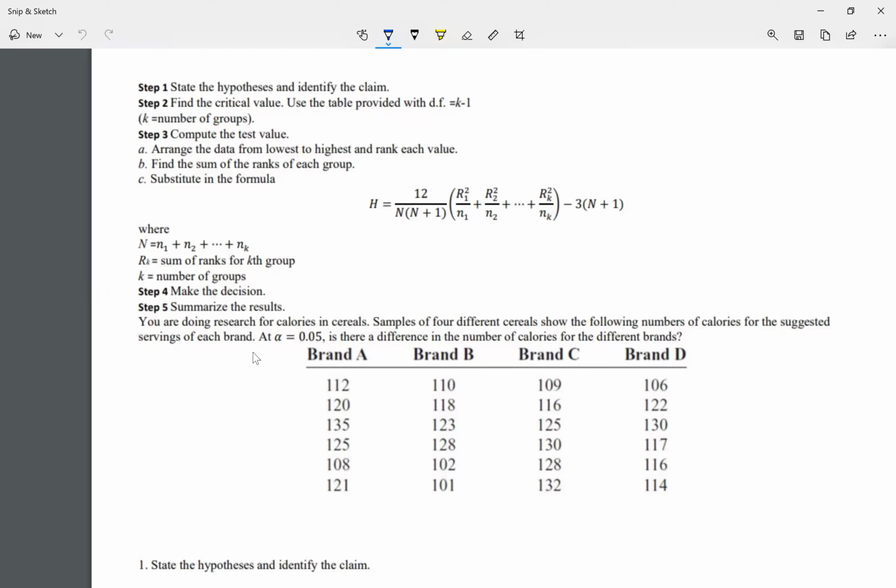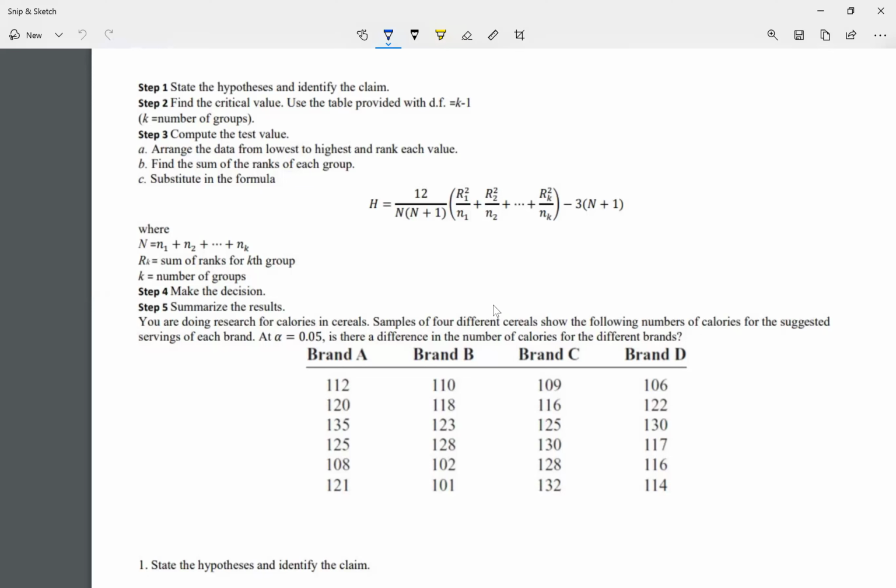Okay, so the study for this example, you're doing research for calories in cereals. We're going to test 4 different cereals. Here on the list, I have brand A, brand B, brand C, and brand D. So here's a sample of 4 different cereals showing the following numbers of calories for the suggested servings for each brand. At our alpha of 0.05, is there a difference in the number of calories for the different brands?